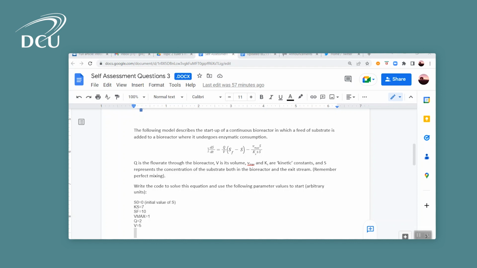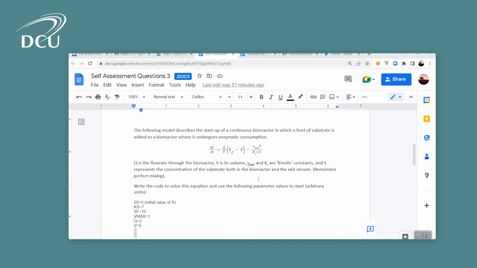So we've got an enzyme catalyzed reaction going on. So our substrate here is what's being consumed. And so we have substrate flowing in to the reactor, we've substrate flowing out of the reactor, and then we've substrate being consumed in the reactor. So it's a relatively complex problem, and this bit here is called the Michaelis-Menten kinetic term, famous equation in biochemistry.